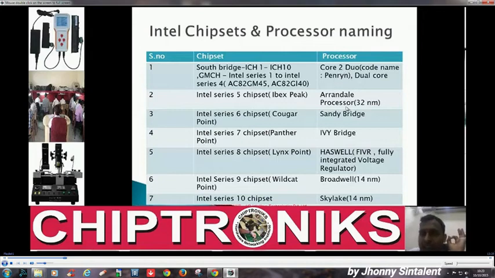Similarly, you see Arrandale processor, then Sandy Bridge, Ivy Bridge, Haswell, Broadwell, Skylake. These are all code names. If you type Arrandale processor in Google, it will give you all types of Arrandale processor, and you can insert any of them, or any kind of Sandy Bridge processor, in that motherboard. What we are going to focus on is the relationship between the processor and chipset. Every different type of processor has a different chipset.